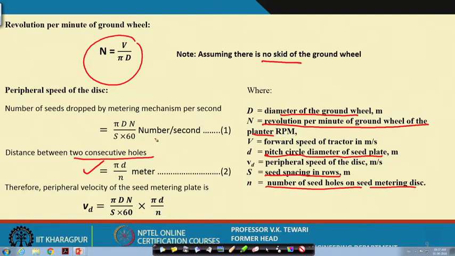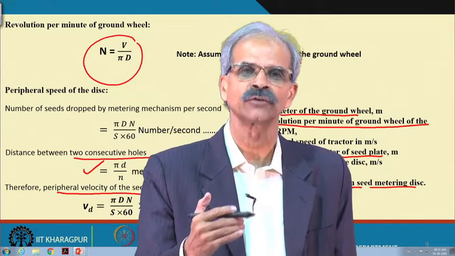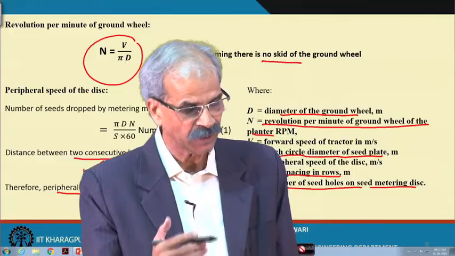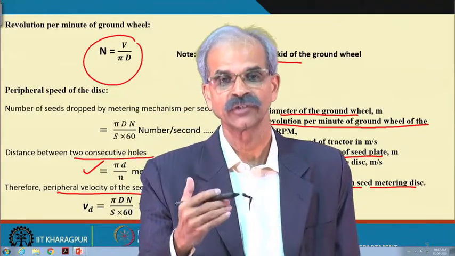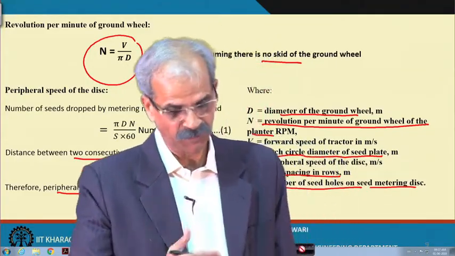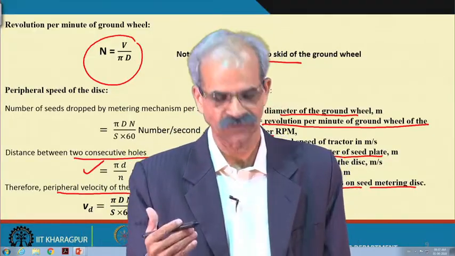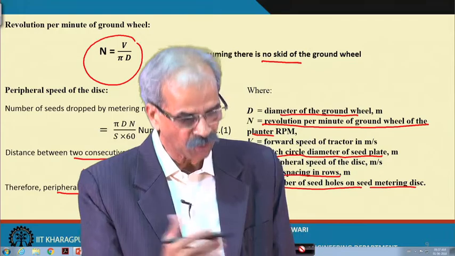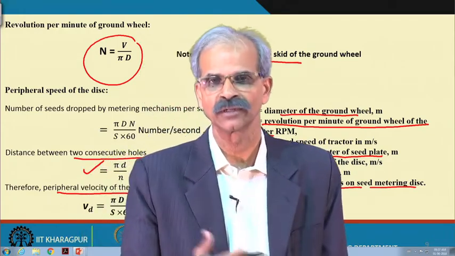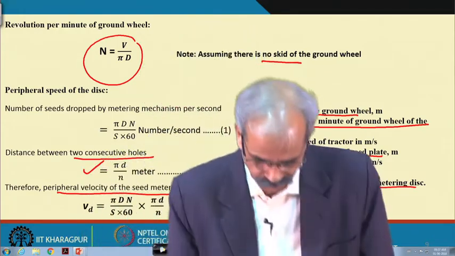So, if you multiply this, you get what is called the peripheral velocity of the seed metering plate, and this is what it is. In a very simple way, I have tried to explain to you how you should consider this when you design a seed metering device, and maybe we will have certain numerical problems on this in the later course of deliberations, so that it will give you more clarity on this aspect.